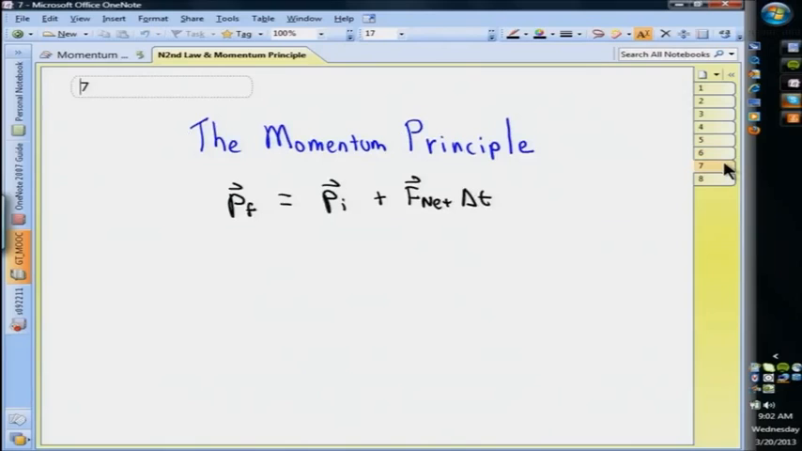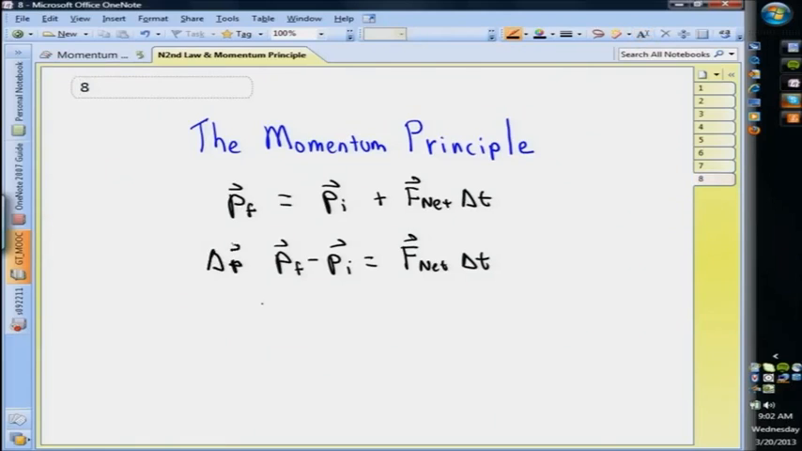Now, we can also write this with a little algebra as delta P equals P final minus P initial equals F net delta t. So now, anytime we see the momentum principle written in the text, we can always translate that into Newton's second law. That's all we'll say about momentum and the momentum principle for now. Later in the course, we'll discuss momentum in more detail, and we will revisit and revise as needed what we have said here.